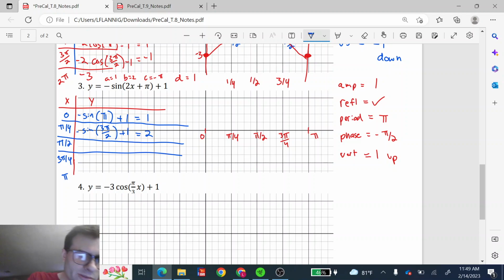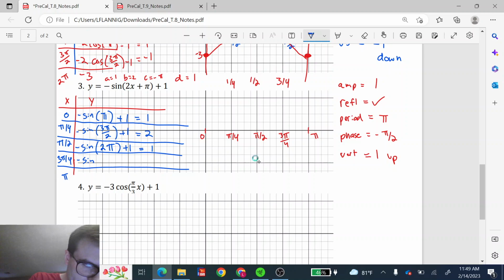Next, we have pi over 2. So we have negative sine. And when we plug in, pi over 2 times 2 is just pi. So pi plus pi is 2 pi, plus 1. And we have 2 pi. The sine of 2 pi is 0. So 0 plus 1 is just going to be 1.